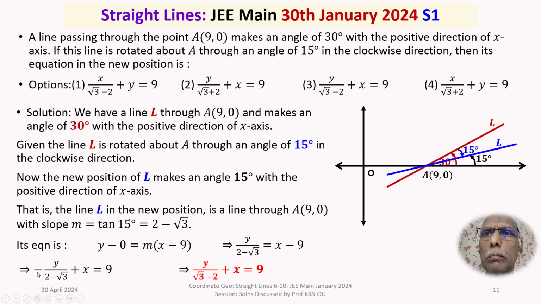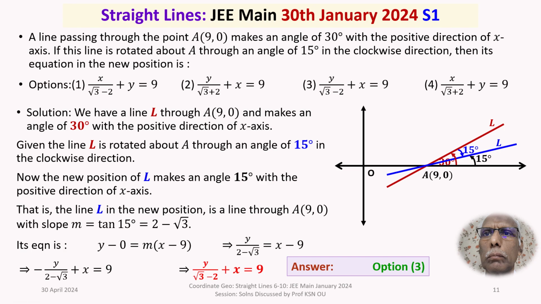This minus we have taken care of. 1 by 2 minus root 3 we have written as, using this minus, 1 by y by root 3 minus 2 plus x is equal to 9. So let us look at our options. So our answer appears against option 3. Therefore, the answer to this question is option 3.